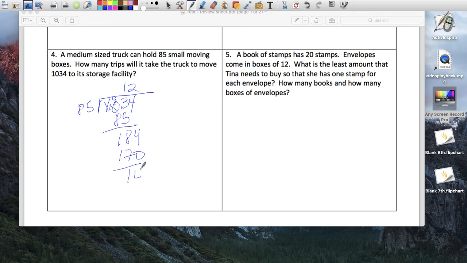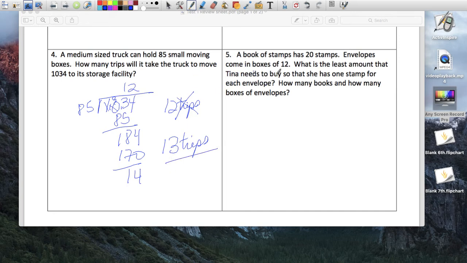170, 14 left over. So, what does this mean? I can make 12 trips. And every single trip here will have 85 boxes. And then when I come back, I'm only going to have 14 boxes left over in my facility to take. Well, I can't leave it there. I still need to take that extra trip, right? I'm taking all these boxes. So 12 trips will have my truck packed, and 1 trip will have my truck with 14 boxes. So not 12 trips, but instead I need to make 13 trips because I gotta take everything.